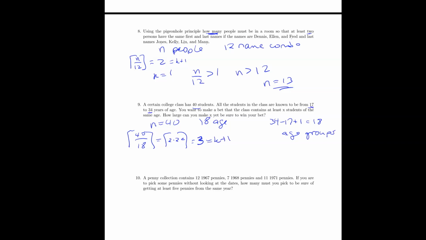So 3 is equal to k plus 1. So that means if I spread out the 40 students over the 18 age groups, I'm going to have 2 in each group with some more in others. So I'll have at least 3 in some of the age groups. So how large can you make your bet? You can make it as big as 3. So bet 3. That would be the biggest you would want to go.